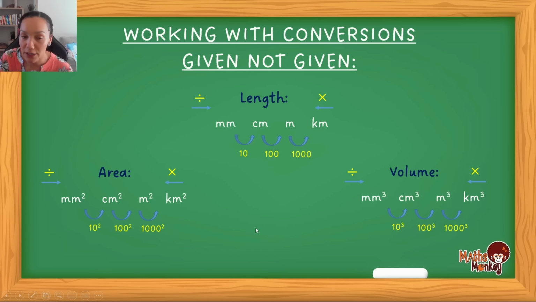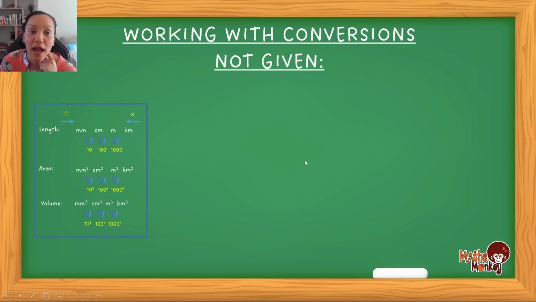So just remember that whenever you are converting here, it has to be from the unit squared to another unit squared. Okay, so now we're going to look at a couple of examples where we are converting with area and volume, so when units are squared or when units are cubed.